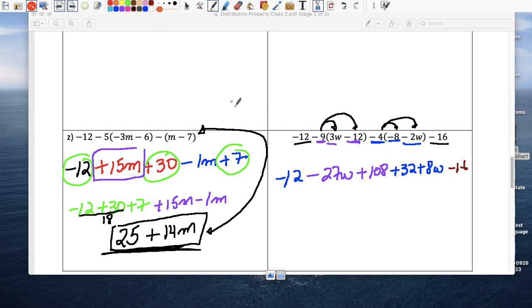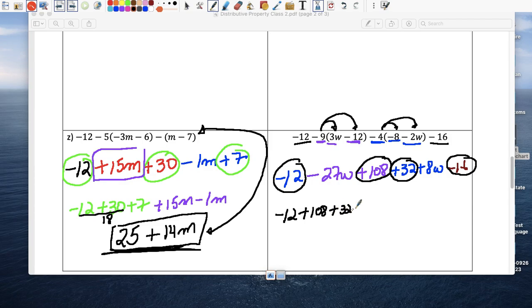Okay, combine like terms. So let's look at it. I have a negative 12, it's just an old-fashioned number. I have a plus 108, sorry. I have a plus 32, and I have a minus 16. All those can be combined. Plus 32, minus 16. And then I have these two guys here, negative 27w and plus 8w. Those two can be combined.